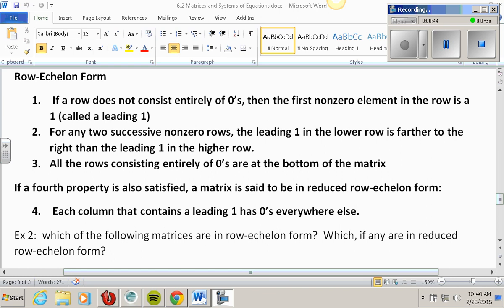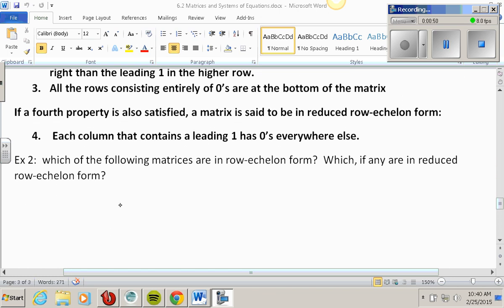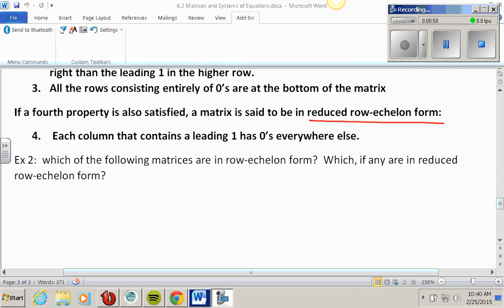Number 3, all of the rows consisting entirely of 0 are at the bottom of the matrix. And the fourth property is also satisfied if the matrix is said to be in reduced row echelon form, and we'll talk more about reduced row echelon form after. And this happens when each column that contains a leading 1 has zeros everywhere else. Okay?